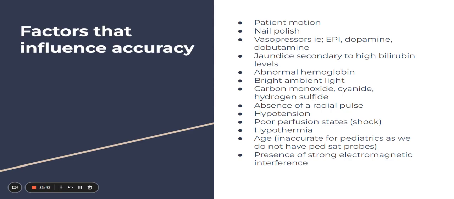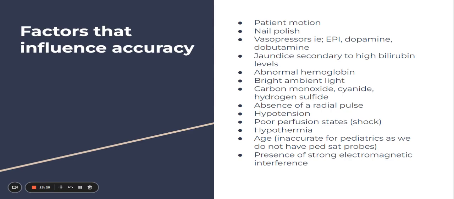Abnormal hemoglobin. This is for patients, for example, who have sickle cell anemia. Bright ambient light. Then we have gases such as carbon monoxide, cyanide, and hydrogen sulfide. So three substances that can affect the accuracy of the reading. We've learned before, or in another class, or you will anyways, that carbon monoxide has a much higher affinity for hemoglobin than oxygen, meaning it's more sticky. So carbon monoxide will bind to hemoglobin a lot more efficiently than oxygen would. The problem is the SAT probe or pulse oximetry can't tell the difference between carbon monoxide and oxygen.